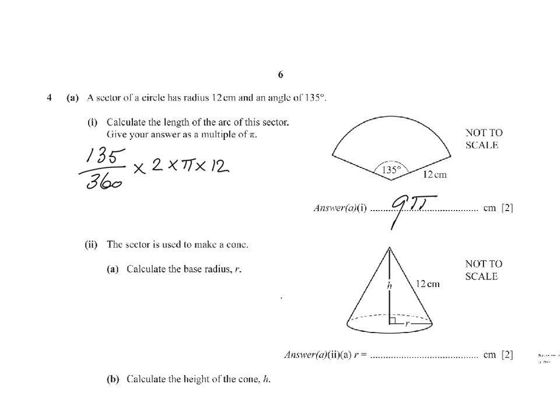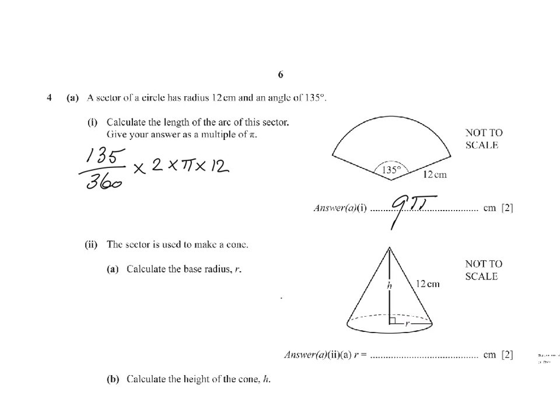Good. Moving on. The sector is used to make a cone. So we're taking a sector and we are folding it. So this angle here is now here at the top. This arc now is the circumference here. We've created this cone. Calculate the base radius r.